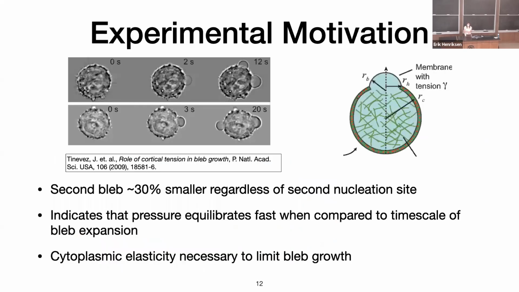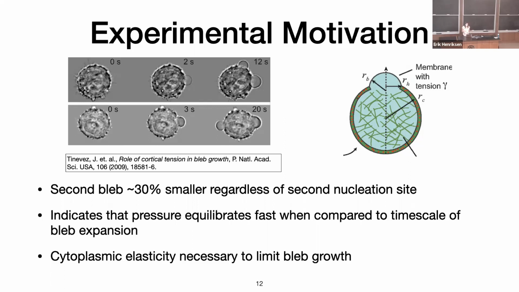Okay, so just some experimental motivation, which is why I set out to look at this problem in the first place. It had to do with this paper from Ewa Paluch's group about looking at the role of cortical tension during bleb expansion. In particular, one experiment that they did is they nucleated a primary bleb, which is this first one. And then 5 seconds later, they nucleated a second bleb at different parts, different areas of the cell with respect to the first bleb.